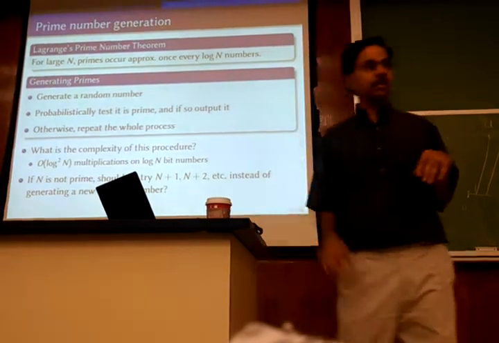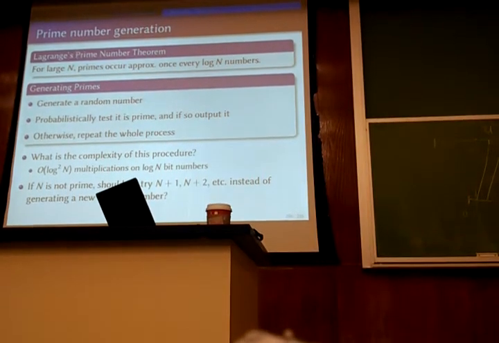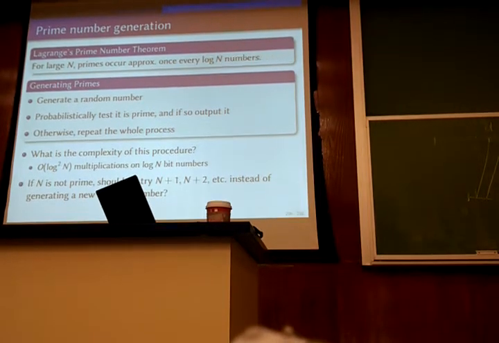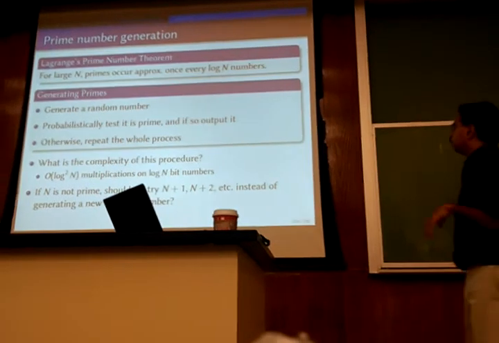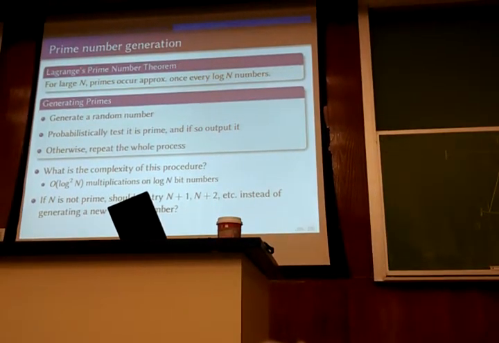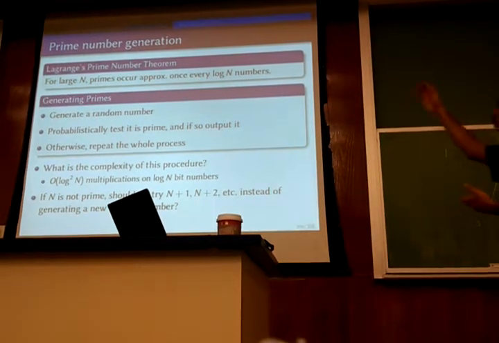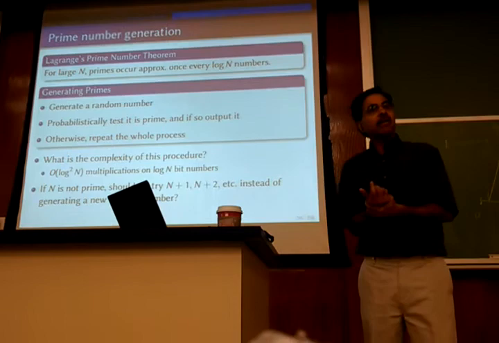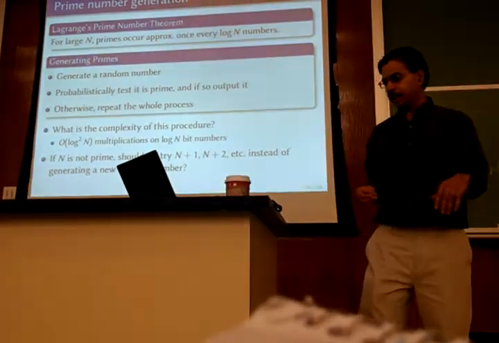And what is the complexity? Well, you can easily show that it is like log square n, because as we said, to apply Fermat's test takes you log n multiplications. So if you do log n multiplications and then you have to go through possibly log n random numbers and test them each, then you're talking about log square n operations.